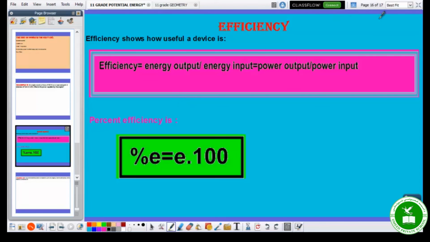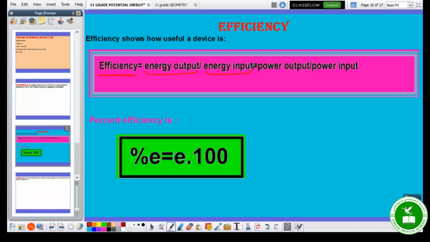Okay, efficiency. Efficiency is a parameter which is used for determining the usefulness of a machine or a system. So efficiency shows the usefulness or the effectiveness of an object or a machine. How can we determine the efficiency? Efficiency is equal to energy output divided by energy input. But what is energy output and energy input?